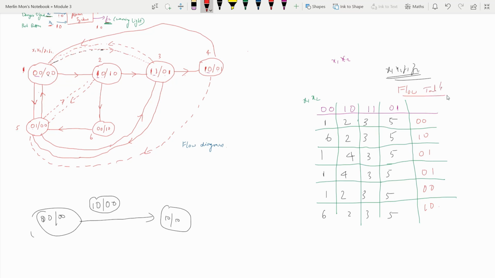Now we will reduce this table. We will merge this table, and we will call it the merged flow table. So how to reduce the table? Before that, we will look for stable states.